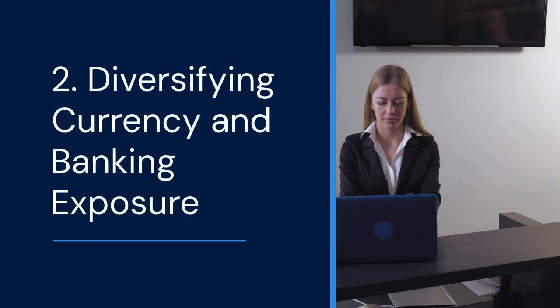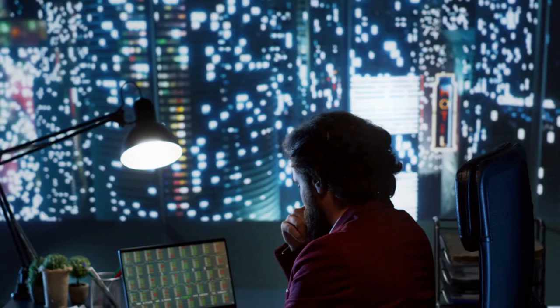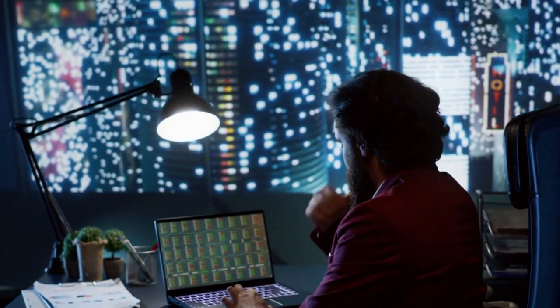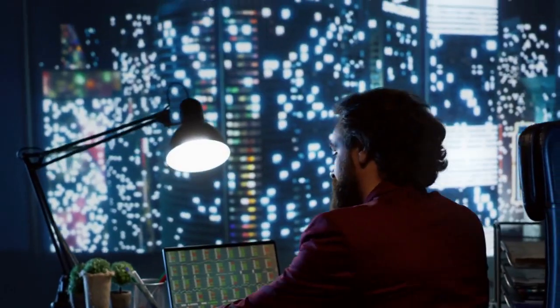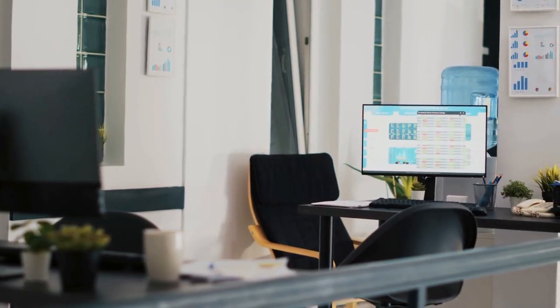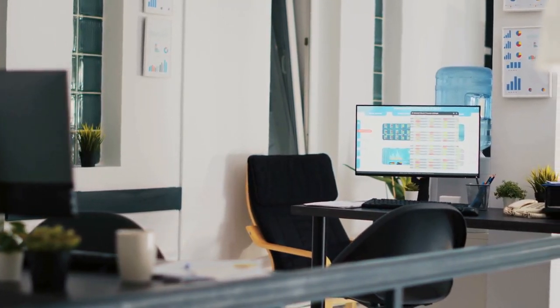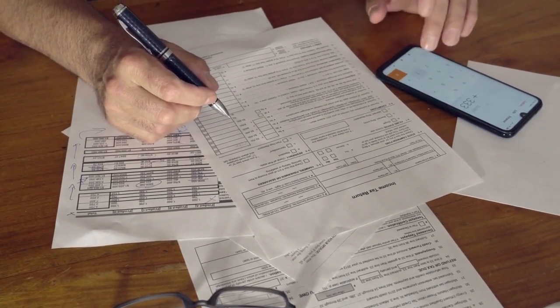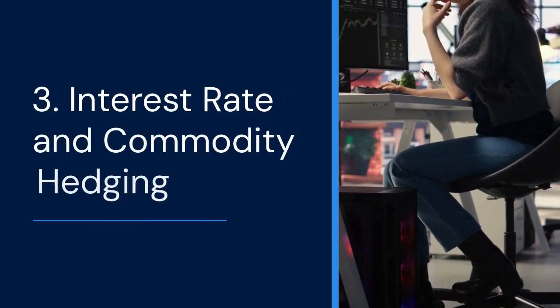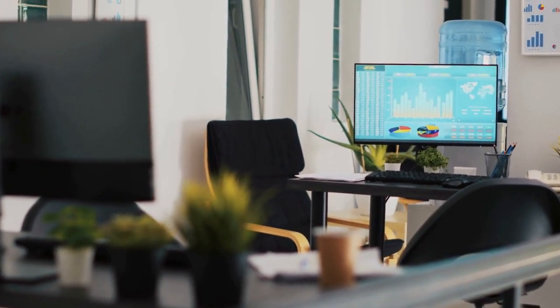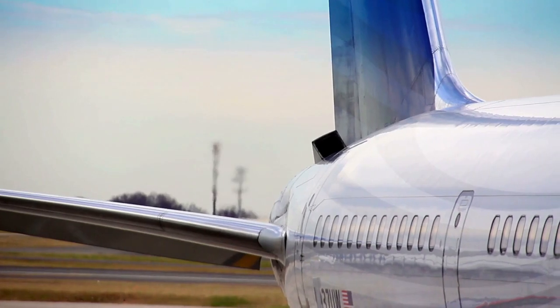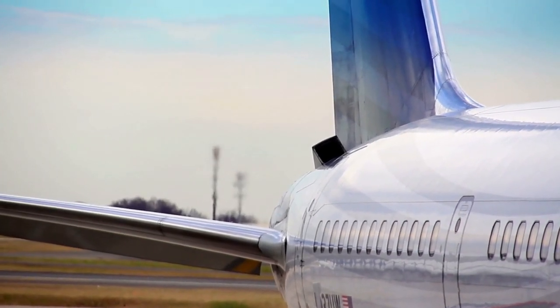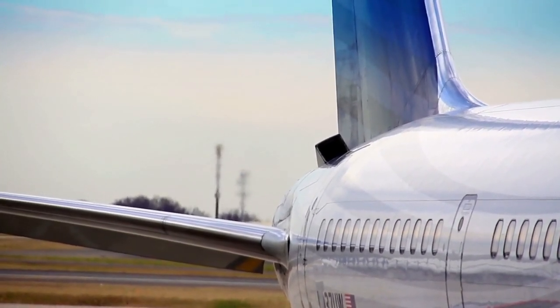Number 2. Diversifying currency and banking exposure. Holding cash in multiple currencies and banking across different countries can reduce risk. This ensures that if one currency weakens, the entire financial system of the company isn't impacted. However, this needs to be balanced with efficient cash management. 3. Interest rate and commodity hedging. Companies can use interest rate swaps or commodity futures to lock in borrowing costs and input prices. For example, airlines often hedge jet fuel prices to manage fuel cost volatility.